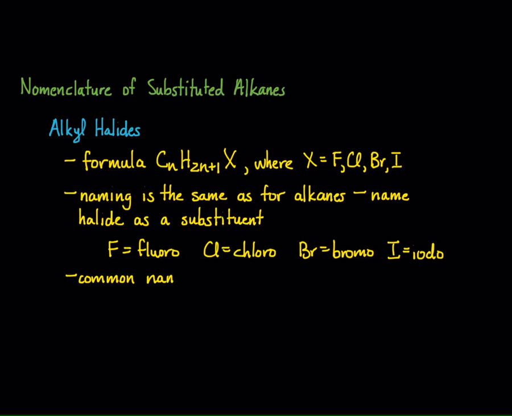Now, there are also common names that are oftentimes used for the simple alkyl halides. And I'll show you a couple of examples of common names as well. So let's start off with this particular compound, CH3F. In the IUPAC nomenclature, we would name this fluoromethane. So fluoro is the substituent coming off of a methane chain. Now, this also has a common name, which is called methyl fluoride.